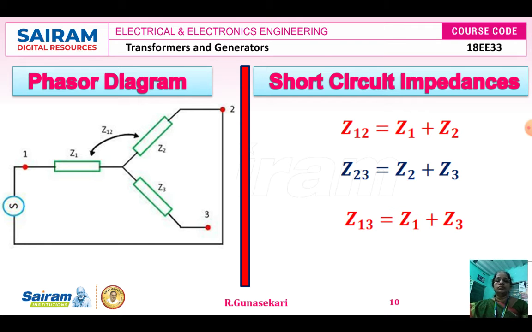Similarly, if the source is connected between 2 and 3 and winding 1 is open, you can measure Z23 equal to Z2 plus Z3. Similarly, if you want to measure the Z13 impedance, the source is connected between winding 1 and 3, and winding 2 is kept open. Now you measure the impedance Z13 equal to Z1 plus Z3.